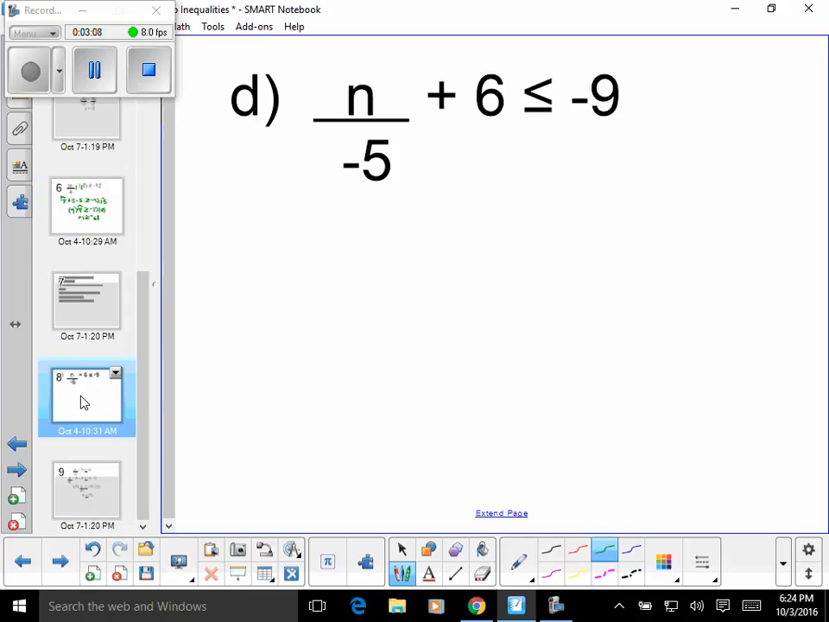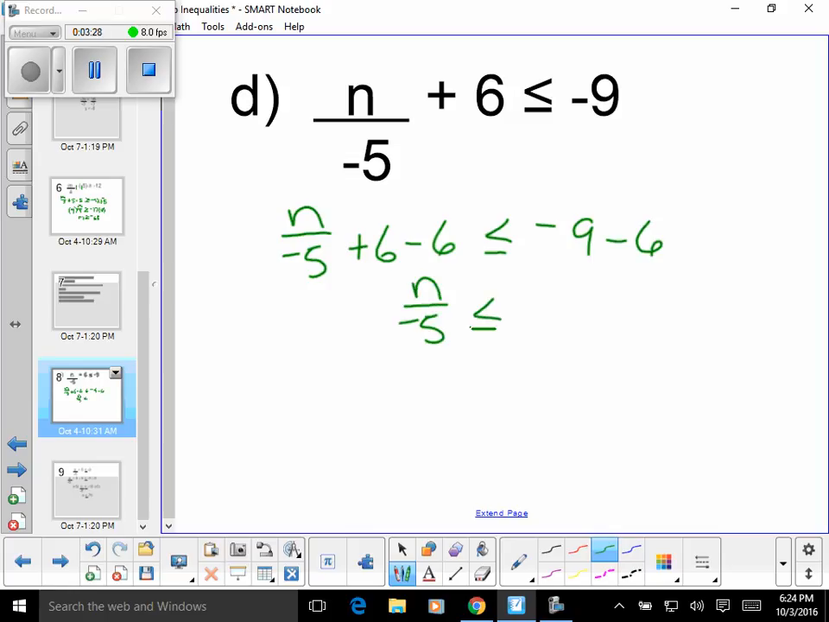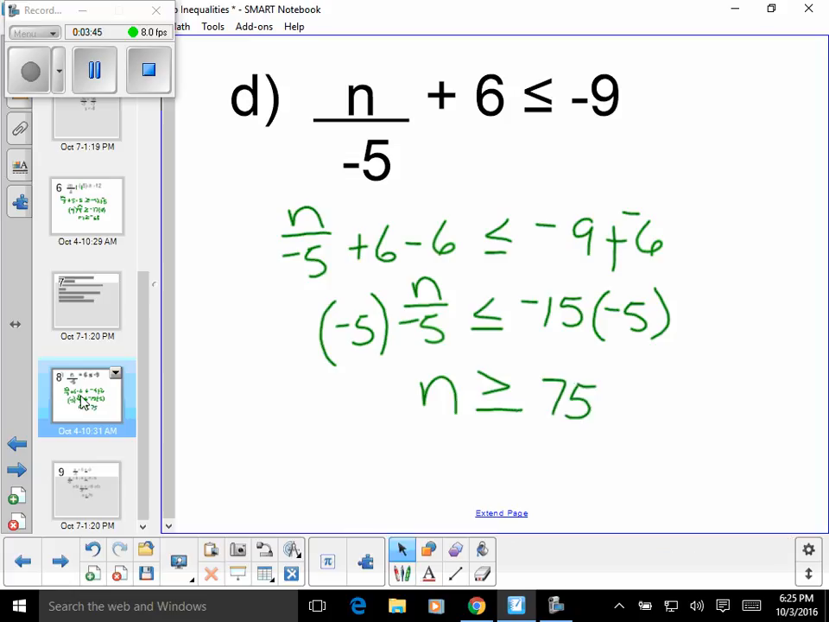And the last problem, again, hit pause and you try to solve. First thing I'm going to do is subtract 6 from both sides. I'll be left with n over -5 over here on the left side. Adding the opposite gives me -15. Now here you have to note that you are multiplying by a -5. So n is going to be greater than or equal to 75. And hopefully you got that one right as well.